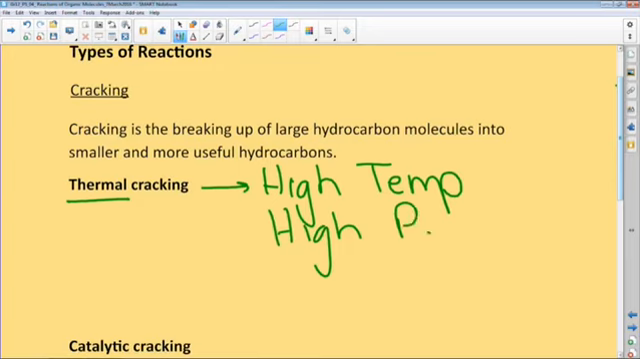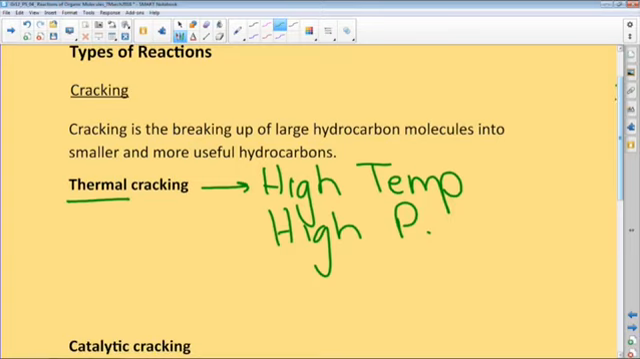The problem with thermal cracking is that we have to use such high temperatures and pressures, which means that it's a little more dangerous, it's not as easy to control, and we don't use a catalyst. That doesn't really make it any cheaper because it's expensive for pressure and temperature, okay?